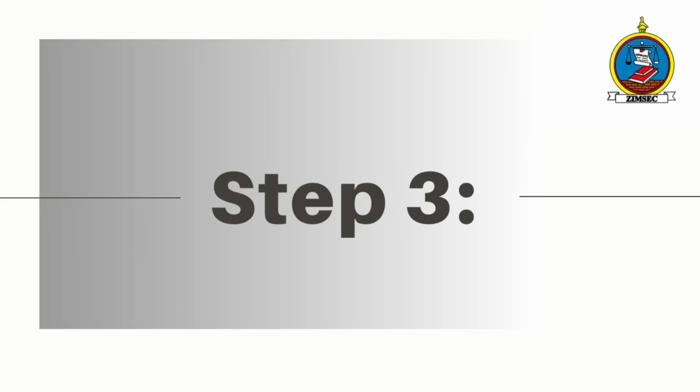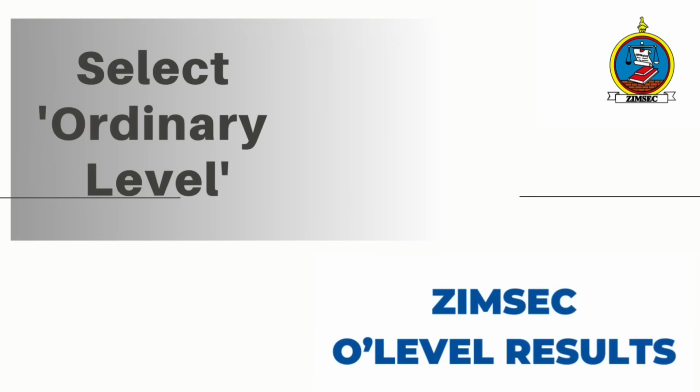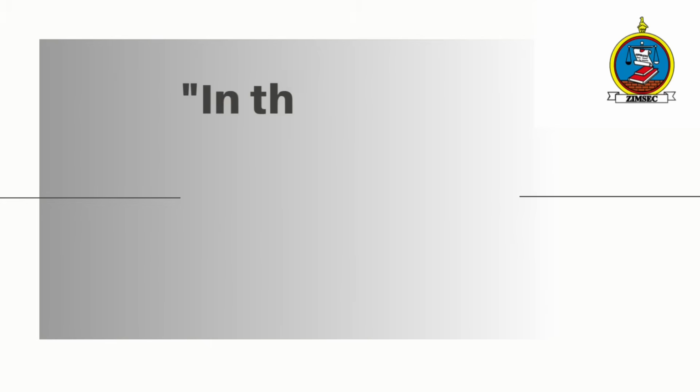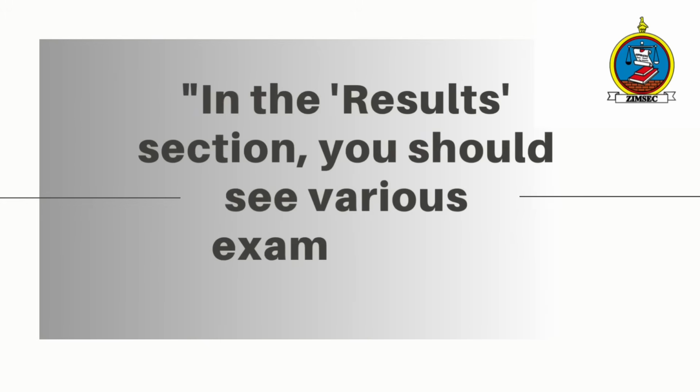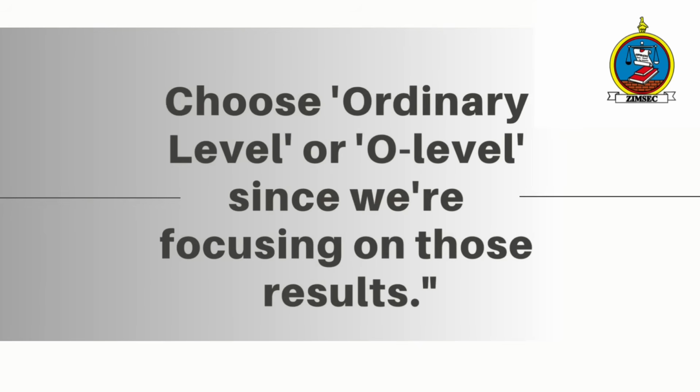Step 3. Select ordinary level. In the Results section, you should see various examination options. Choose ordinary level or O level, since we're focusing on those results.